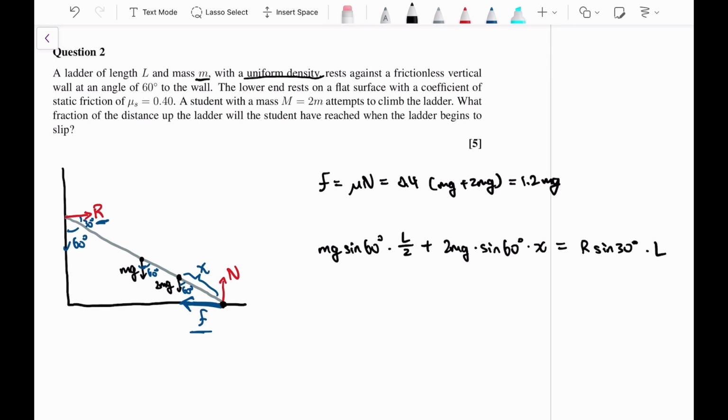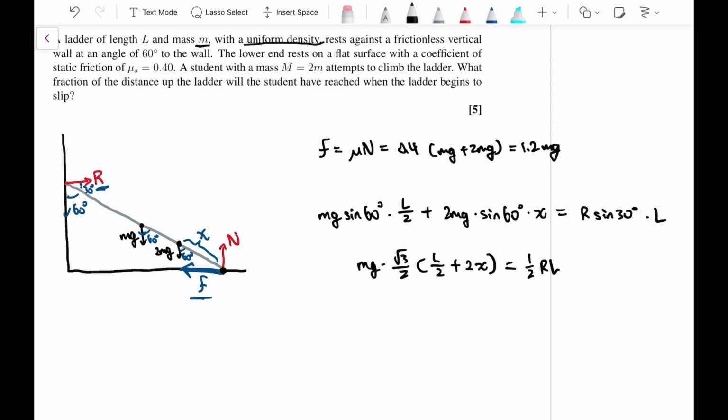Now we can simplify this equation. We can factor LMG over this side, and sine of 60 degrees is square root of 3 over 2. What's left inside the brackets will be L over 2 plus 2x. And on the other side of the equation, sine of 30 degrees is equal to a half, so a half R times L.